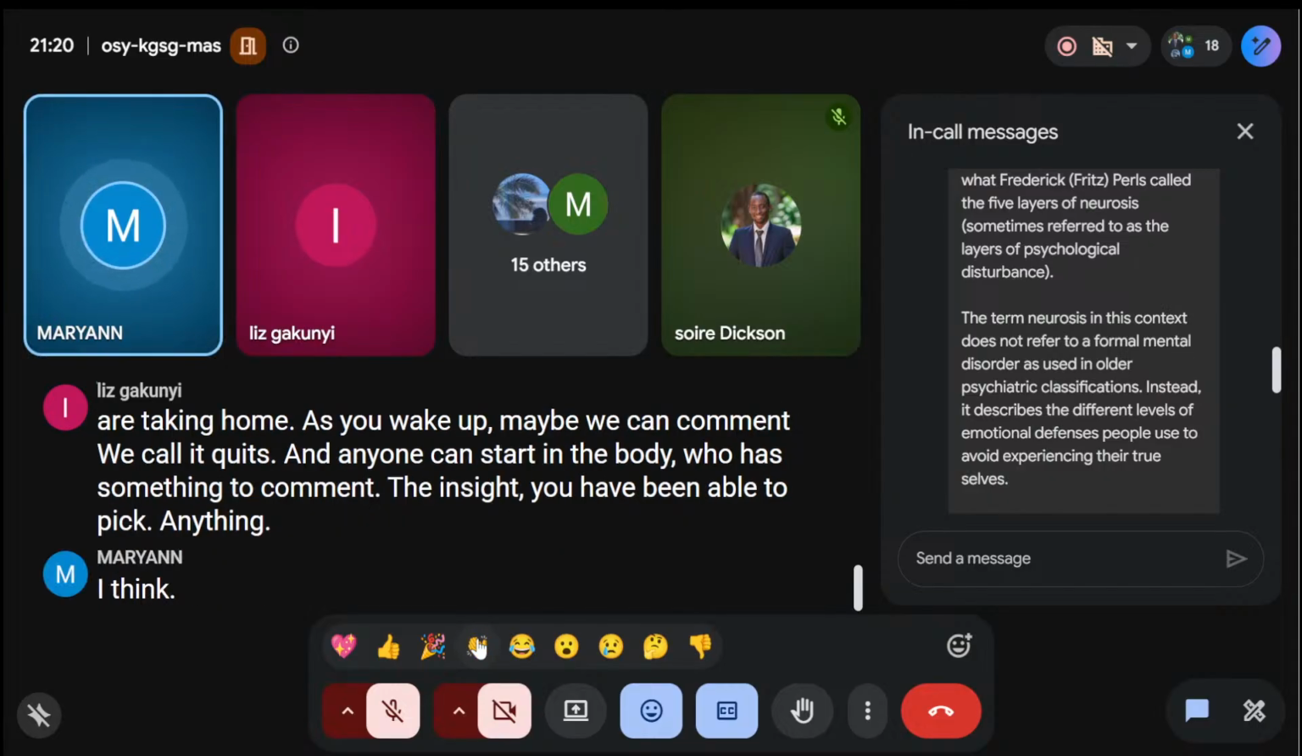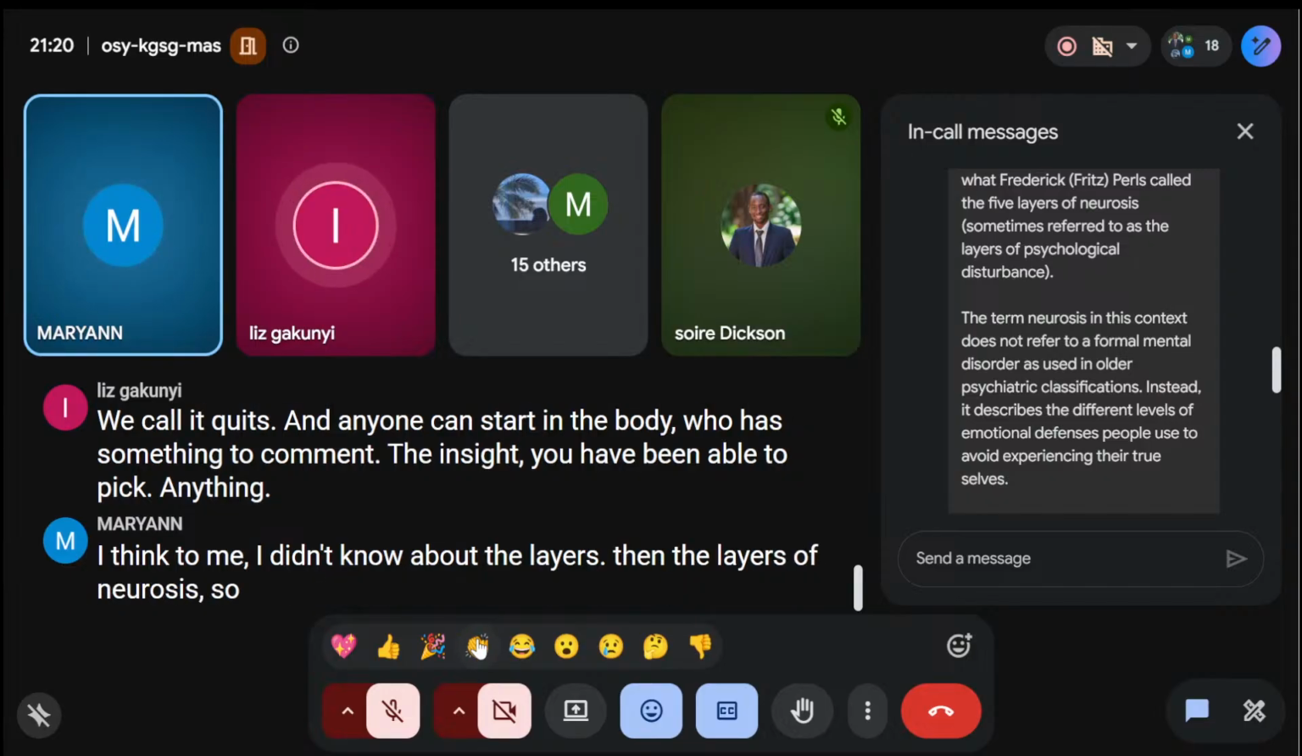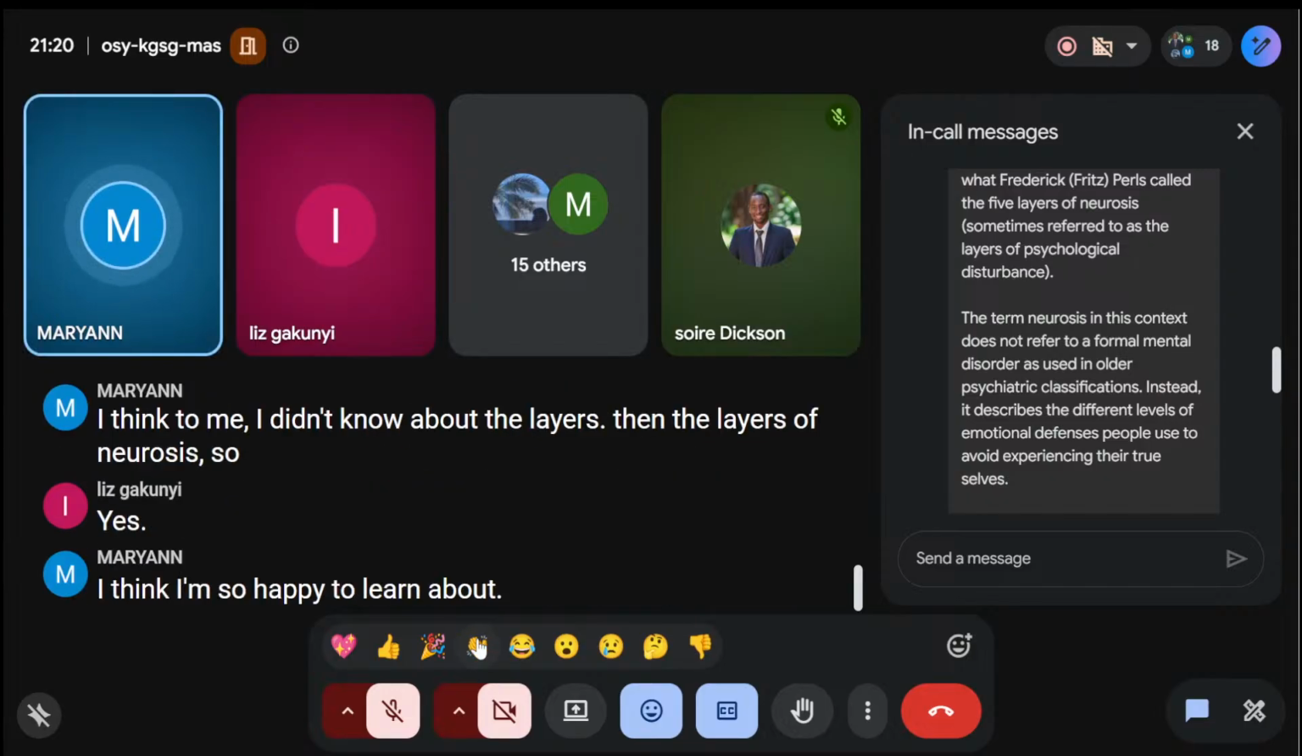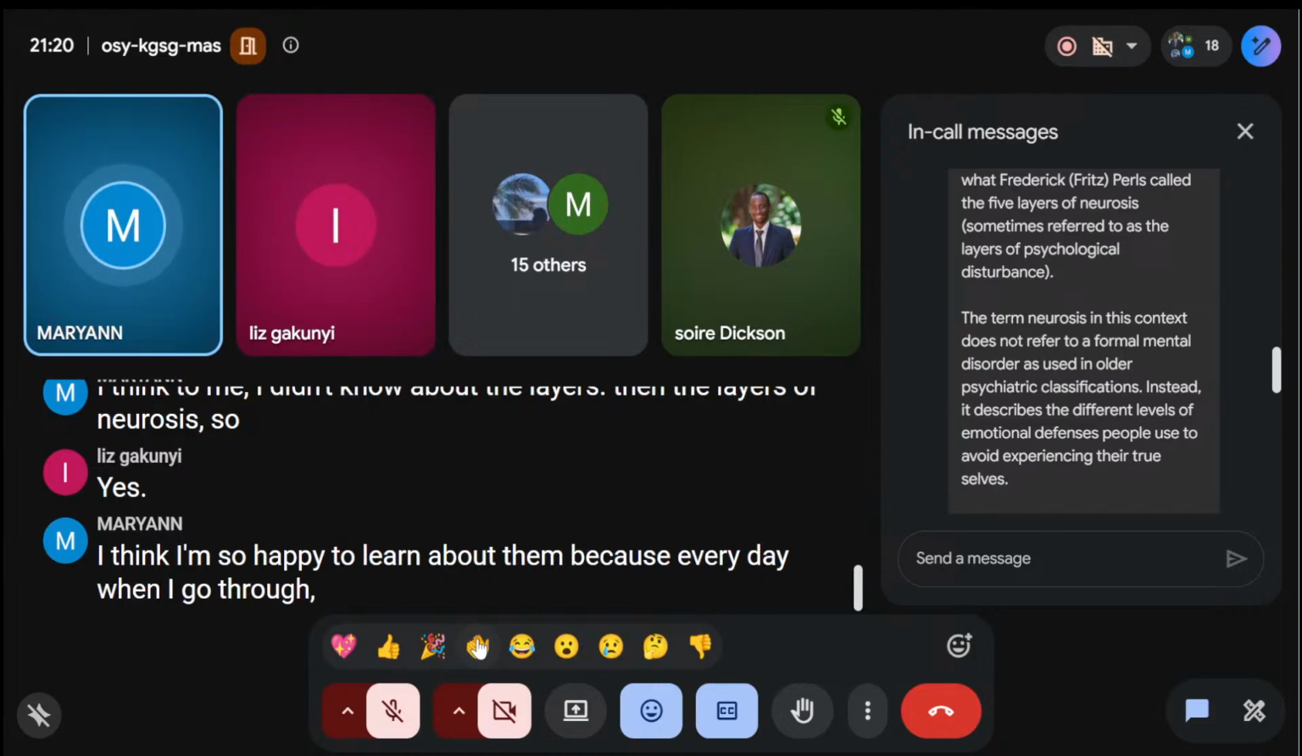I think to me, I didn't know about the layers of neurosis. So yes, I'm so happy to learn about them, because every day when I go through something, I'll just come back and pop into the layer.